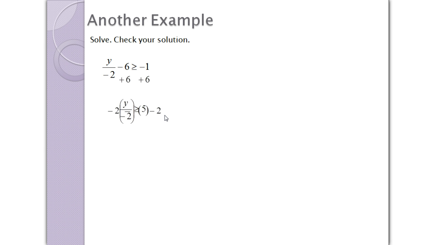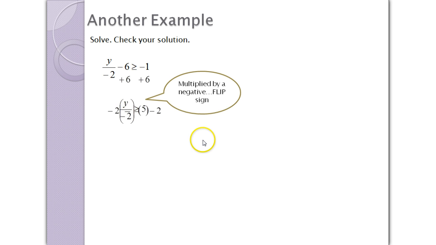Now here's your golden rule at play. You multiplied by a negative number, so we have to flip the sign when we go to write our next step. Negative 2 divided by negative 2 is just 1, so I'm left with y. My greater than sign becomes less than or equal to because I flipped the sign. I divided by a negative. And then 5 times negative 2 is negative 10. Okay, so this is part of the answer, but remember we have to represent all of the possible solutions, so we're going to graph our solution on a number line.